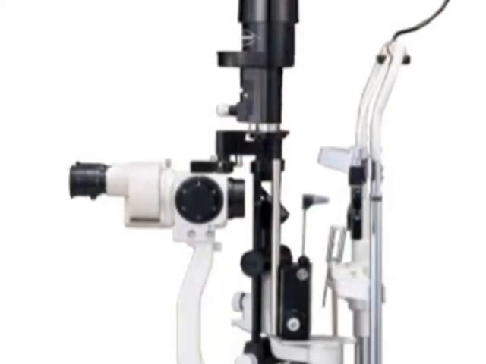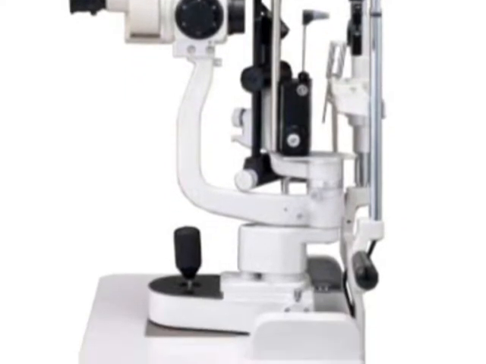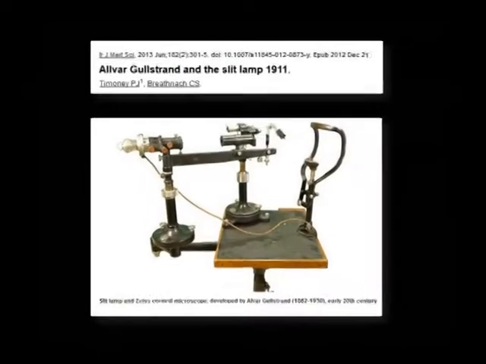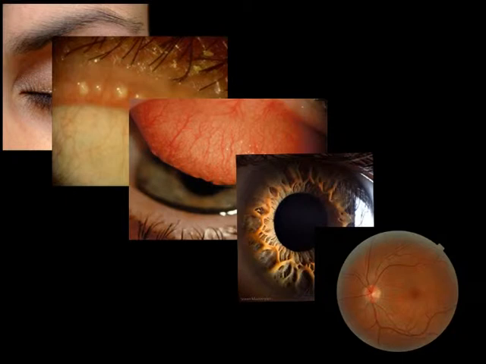This video shall guide us about the basics and usage of a slit lamp biomicroscope. The slit lamp biomicroscope is the most essential instrumentation in ophthalmic practice. It was first built by Gullstrand way back in 1911. It basically has a microscope and a light source which, when combined together, gives us a magnified, illuminated and three-dimensional view of the ocular structures.